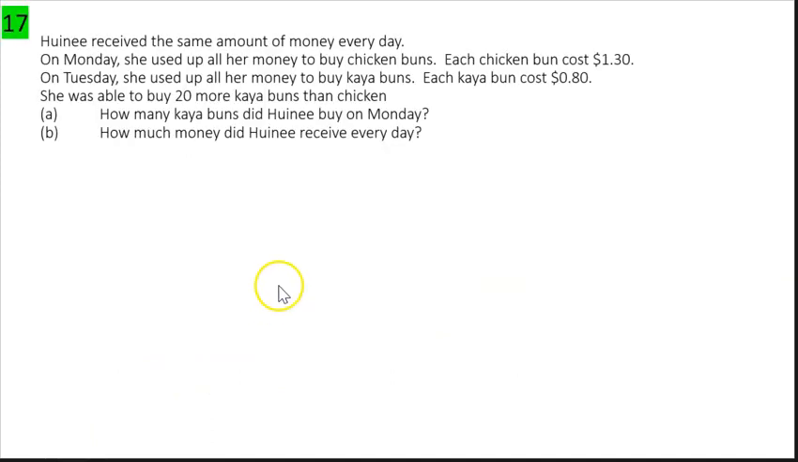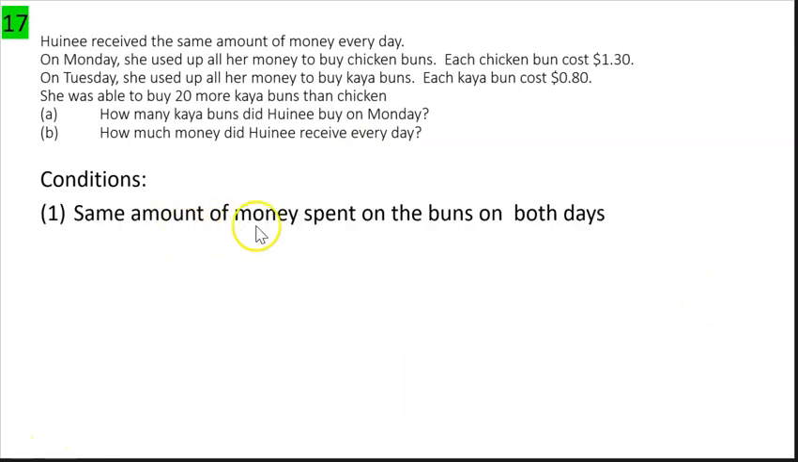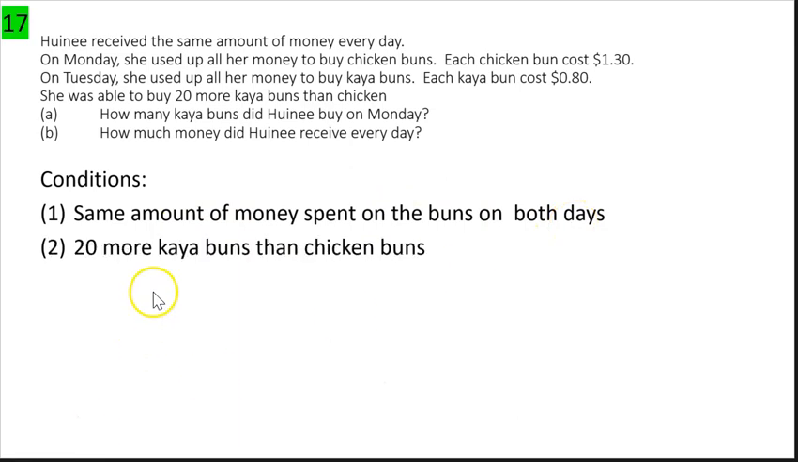Now, let's take a look at question 17 again. In this question, we want to find out the number of kaya buns bought on Monday and how much money Hui Ni received every day. So, what are the conditions for the correct guess? The amount of money spent on the buns on both days is the same. And the second condition is there are 20 more kaya buns than chicken buns.